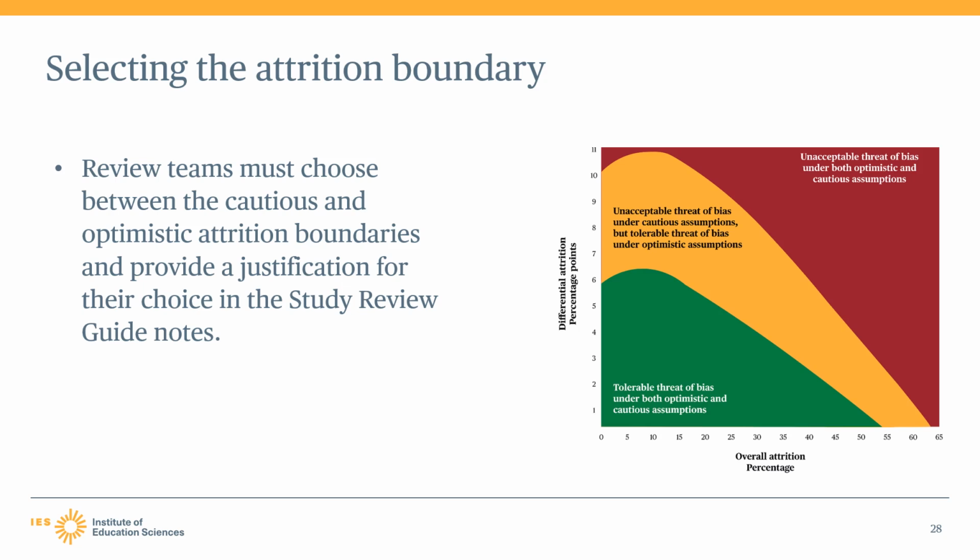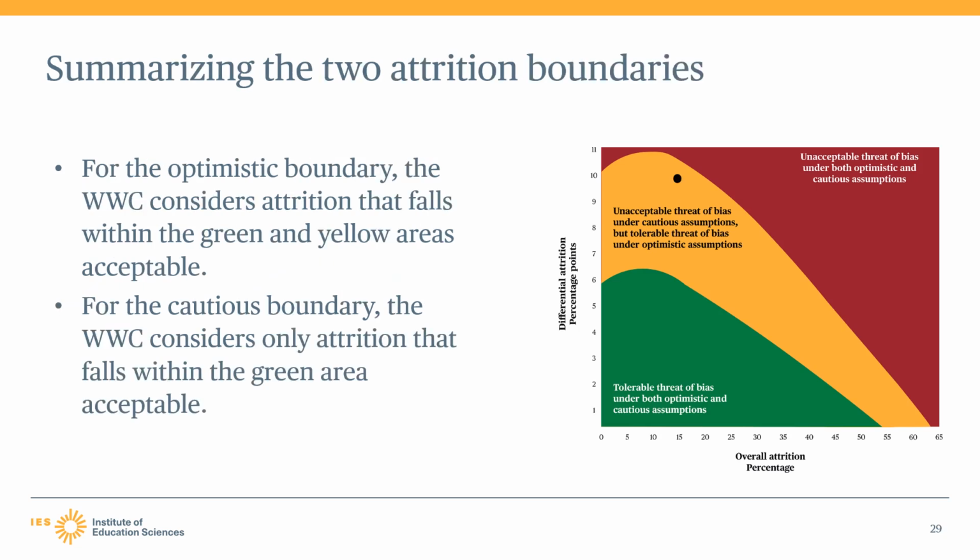When the combination of overall and differential attrition rates falls in the green area on the graph, this means that there is low attrition. When the combination falls in the red area on the graph, this means that there is high attrition. The yellow area of the graph, then, is where findings will be deemed to be either high or low attrition, depending on whether the optimistic or cautious boundary is used. Under the optimistic boundary, the WWC considers attrition that falls in the yellow area to be low attrition. But under the cautious boundary, the WWC considers attrition that falls in the yellow area to be high attrition.